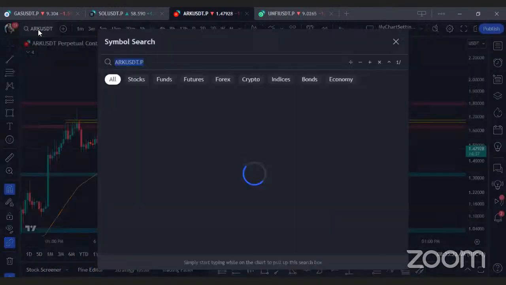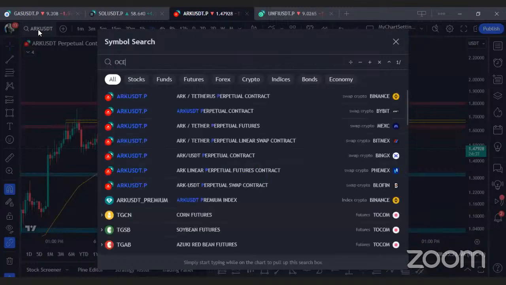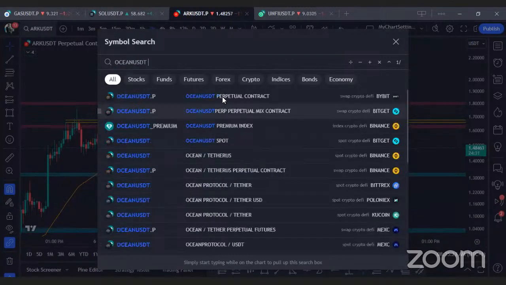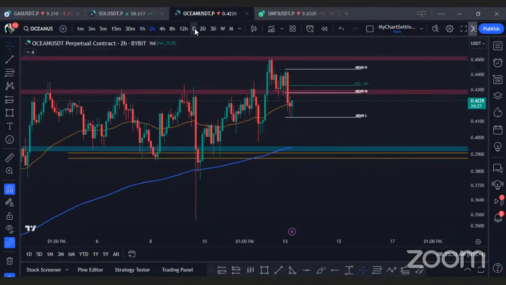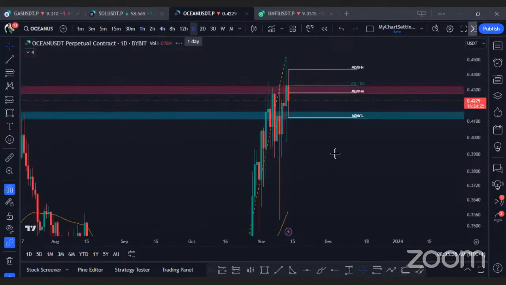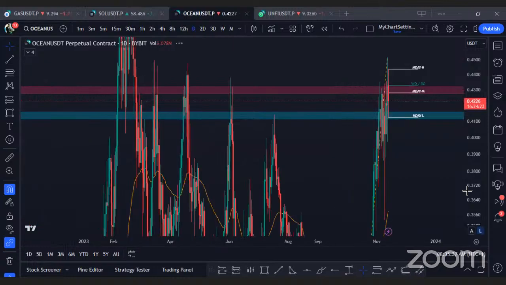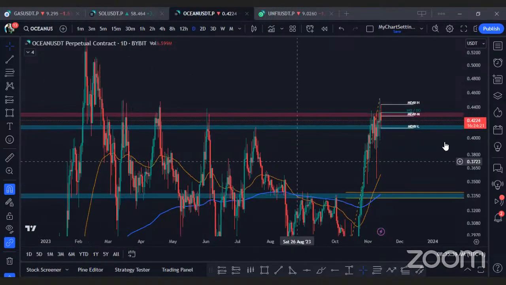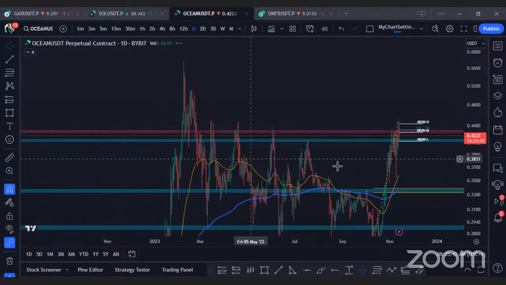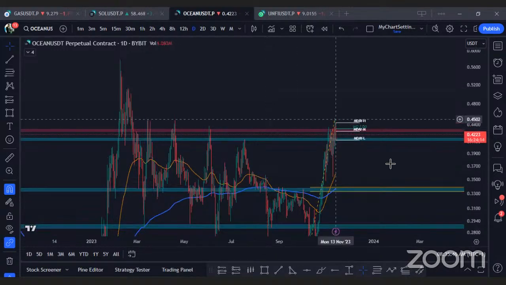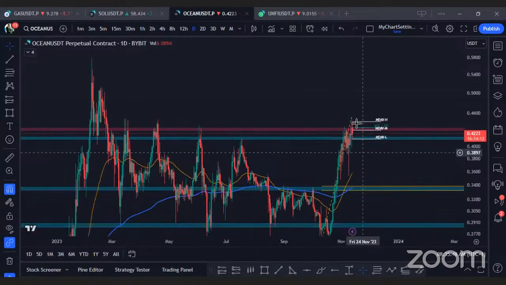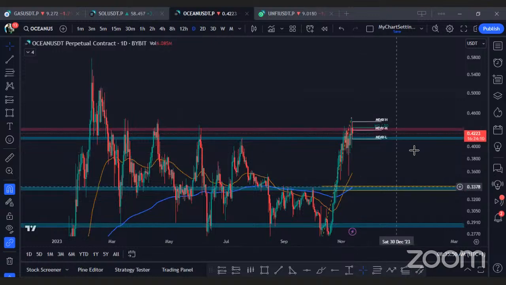Then let's go to Ocean USDT. So let's see what this token has for us. Let's do daily and see what it has for us, guys. As you can see, Ocean has been here, right? We've had this top for a while now, and that is exactly where we are trading. I don't know if we can get another leg down here. That would be a good entry to the upside.